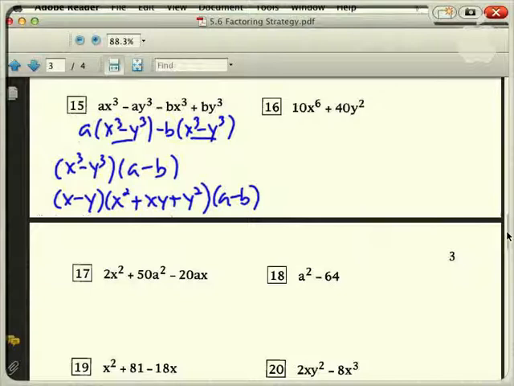Now for 16, we can take a 10 out, and we'd have x to the 6th plus 4y squared. Well, there's no such thing as the sum of 2 squares, so that's as far as that one is going to go. In 17, we can take a 2 out.